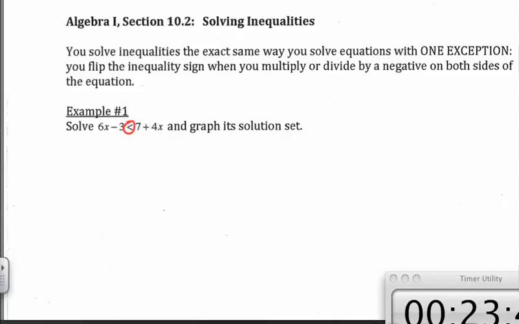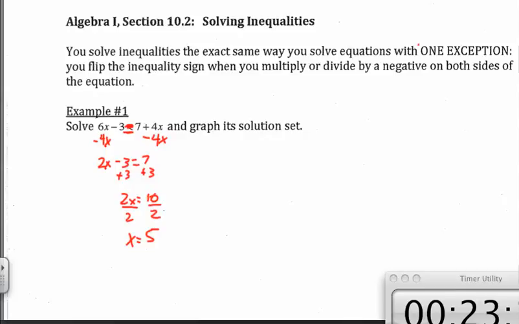We'll call those inequalities. And we solve them the exact same way that we would solve this if it had an equal sign between them. Right? We'd get the variables together. We'd minus 4x from both sides. Right? And get 2x minus 3 is equal to 7. Then we'd add 3 to both sides. We get 2x is equal to 10. Divide by 2. And we get x is equal to 5.